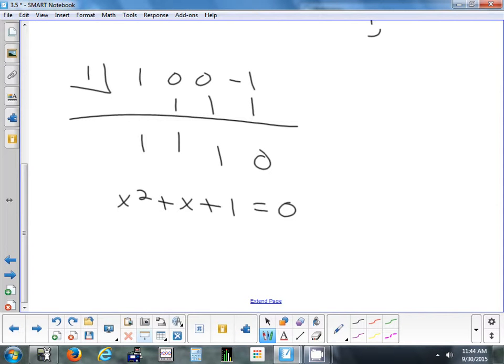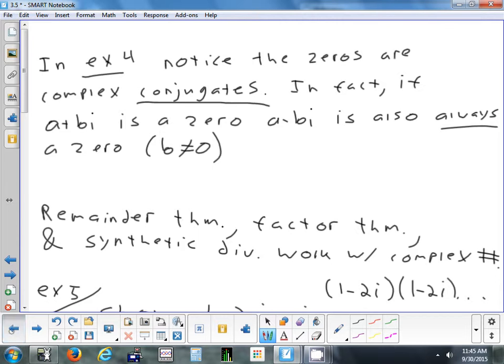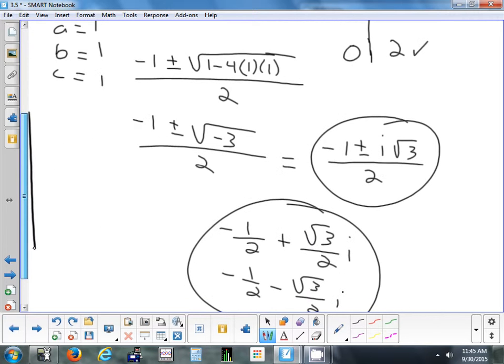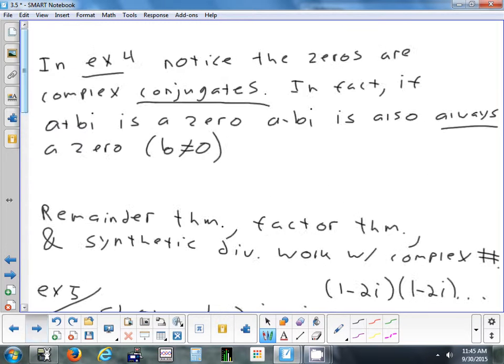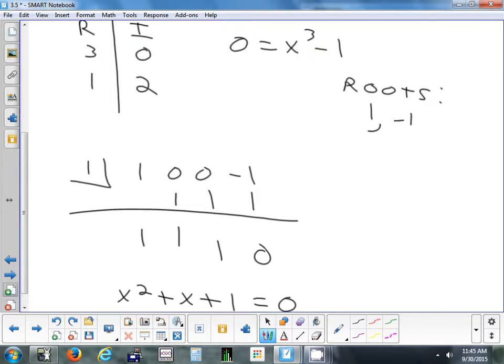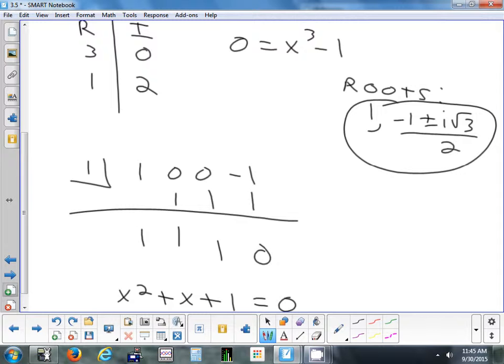Now I want to find the roots of that. Well, x squared plus x plus 1, we already did that problem. We already know the roots. The two roots are -1 plus or minus i root 3 over 2. We did that earlier. So the other two roots are -1 plus or minus i root 3 over 2. So in this case, that's what it was. 1 real, 2 imaginary.